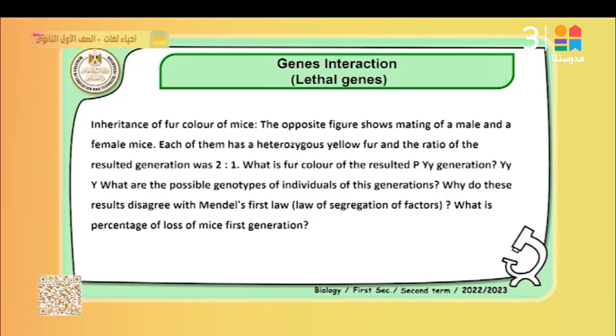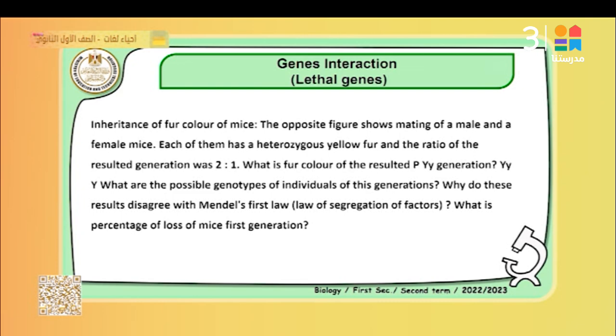Both of them still live. Why? Because it's found in hybrid, not found in the pure state. This point is very important, okay? And the ratio of the resulting generations was 2:1. What are the fur colors of the result? B, Y capital, Y small, generations, Y capital, Y small.